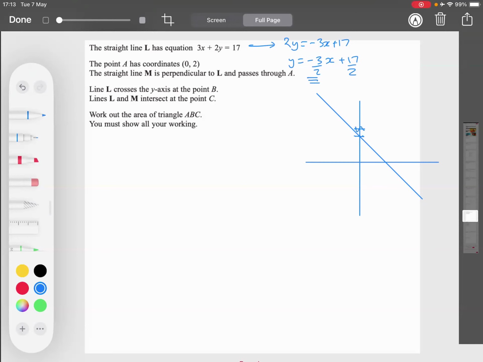Okay, so that's 17 over 2, 8.5, and then we know it's going down. That's all we need.